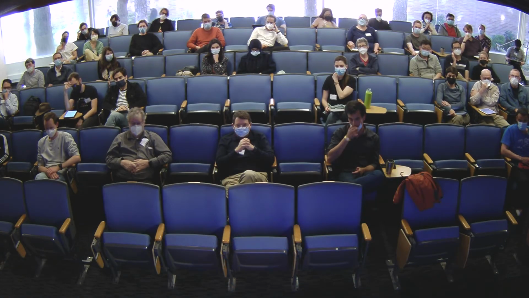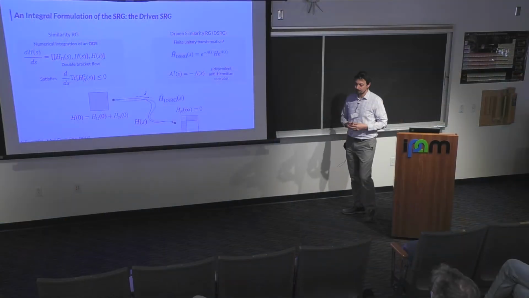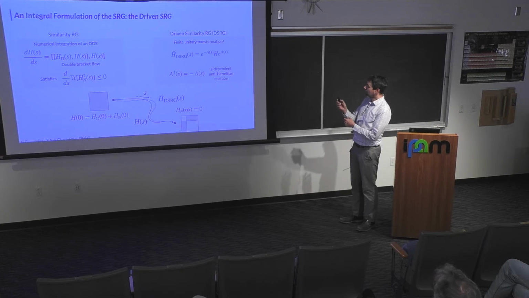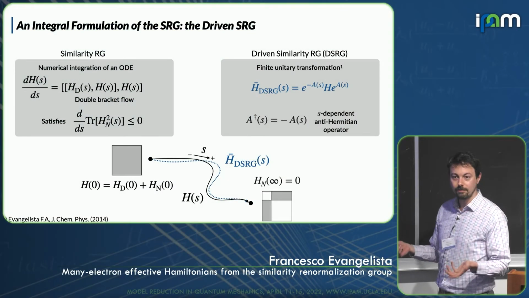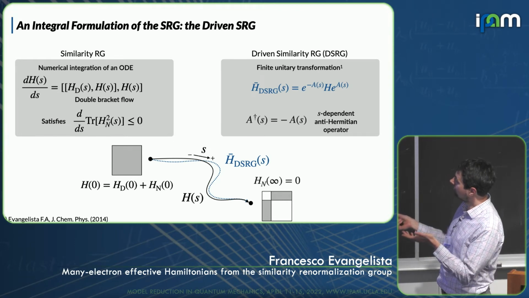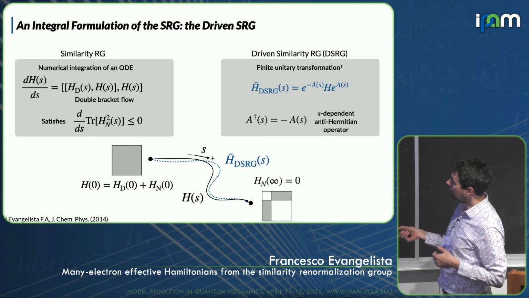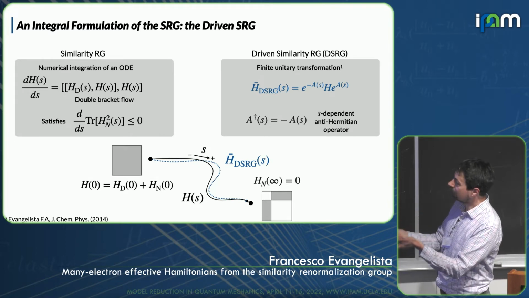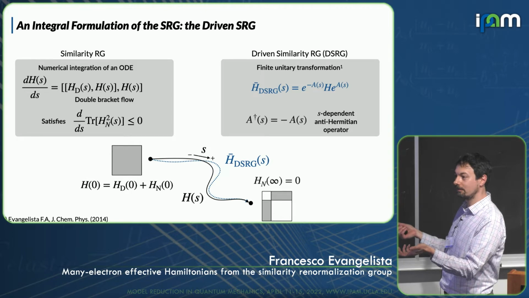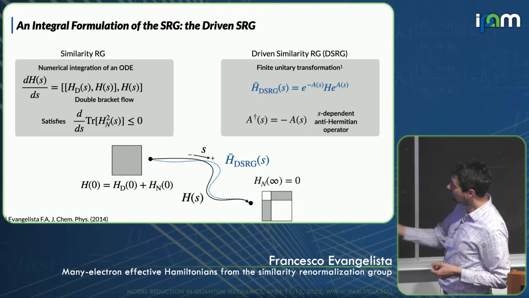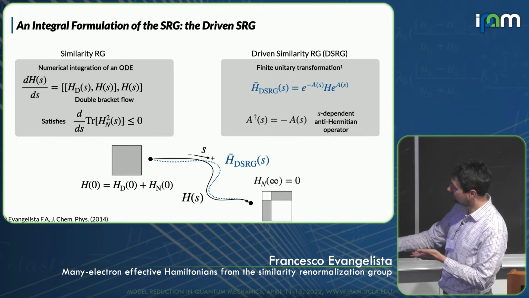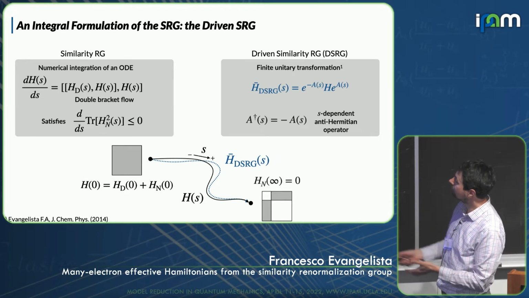Yep. So what we propose to do is the following: to treat this as a finite transformation. So we can express that as a similarity transformation. But now we're going to parameterize the operator that is exponentiated. And so we're going to generate the transformed Hamiltonian. And our goal is to still get from this full operator to the pure diagonal operator.